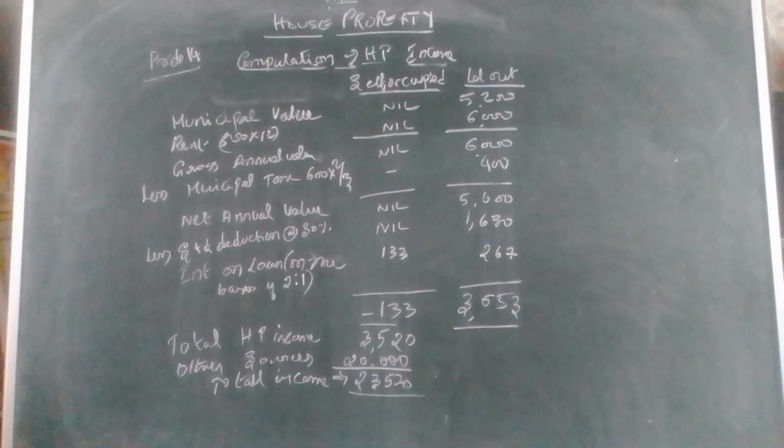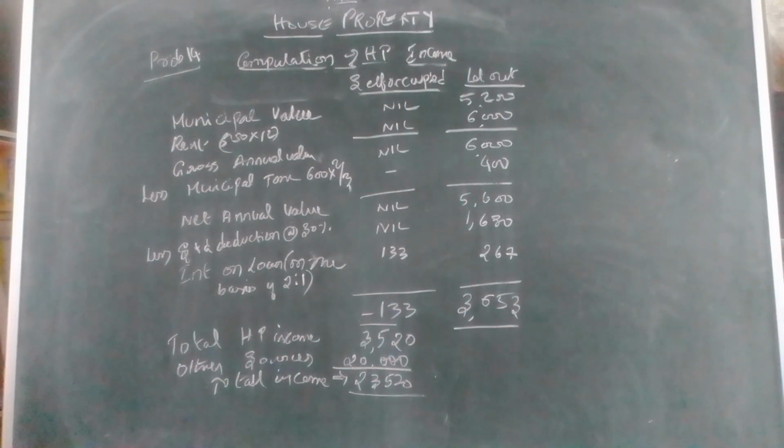Take problem number 14 in house property income. For the last few classes we have been solving problems on house property. So far we solved the problem where one property is given, and how to calculate income from that property. Now we have taken a property that comprises two units.